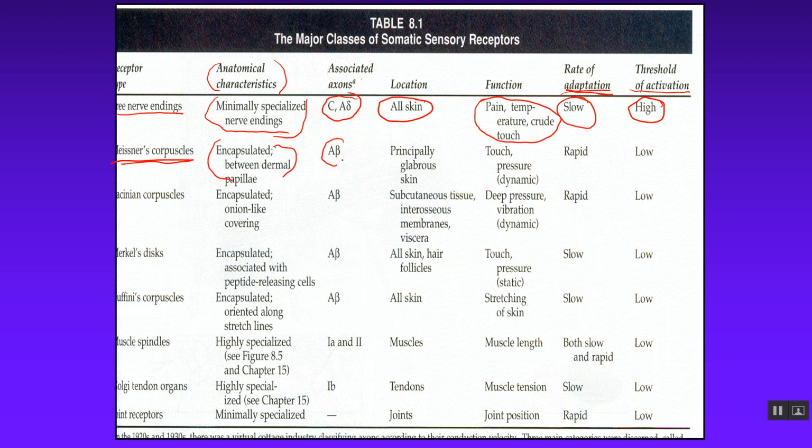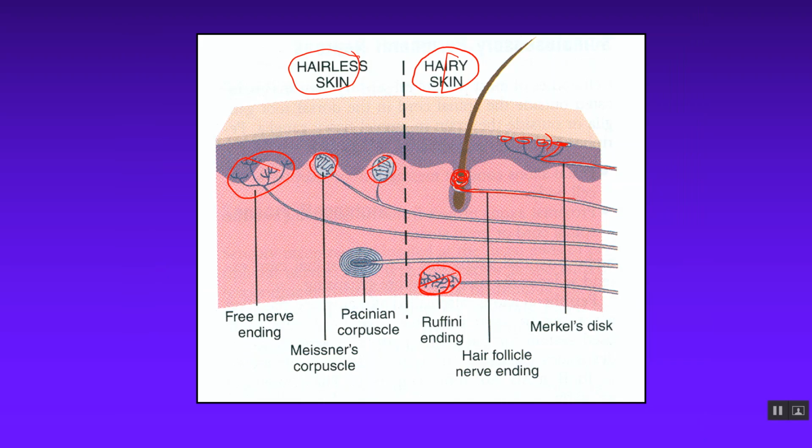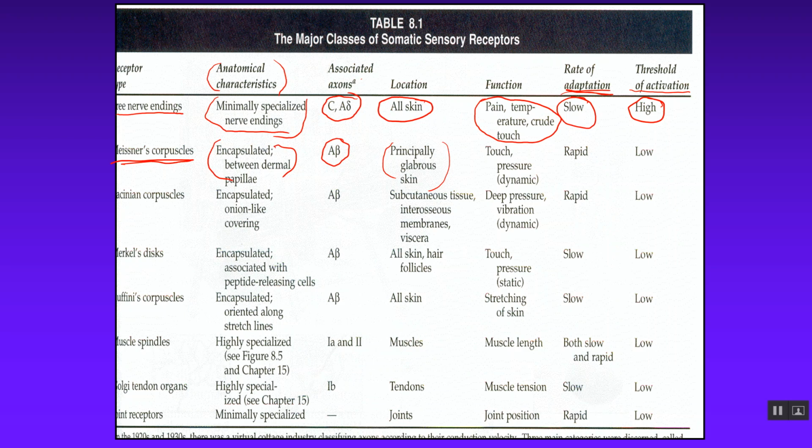It sends its signal or action potentials on axons that are A beta axons, okay? It's principally in glabrous skin. Sorry, Meissner corpuscle is here. I was saying Merkel's discs. I'm sorry, back there. So Meissner's corpuscle is right here between that dermal layer. Glabrous skin is hairless skin. Okay, that's all that glabrous skin means, more hairless skin.